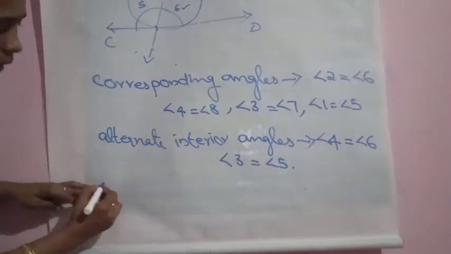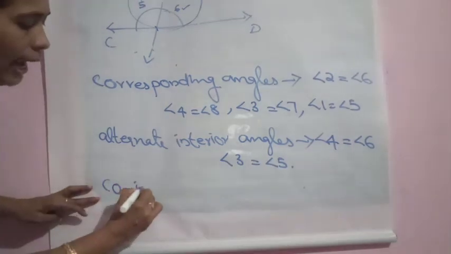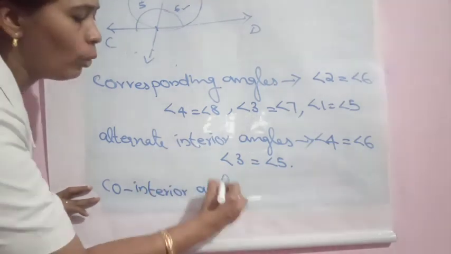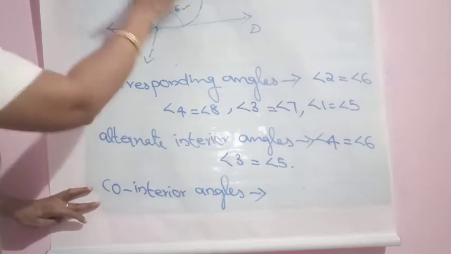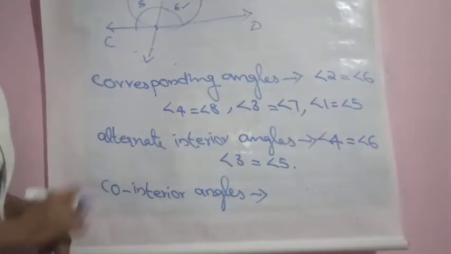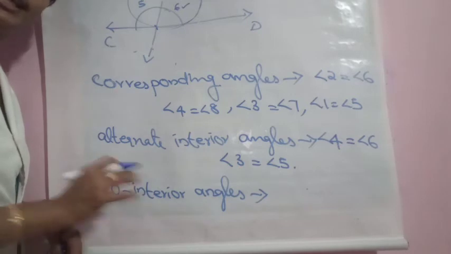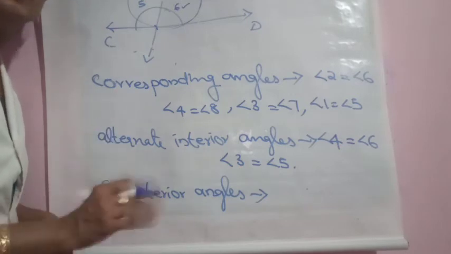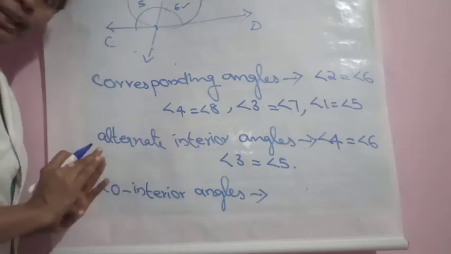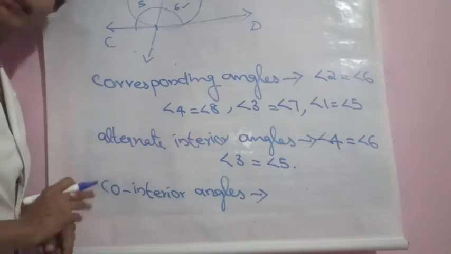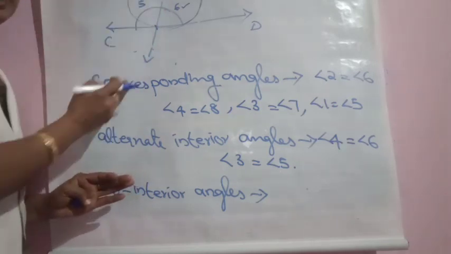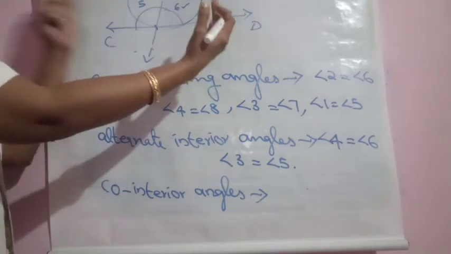Next, last one, co-interior angles. Co-interior angles means interior angles itself. 4 are there. Co-interior, what does it mean? Co-interior, on the same side. Interior angles, but on the same side. On the same side means the same side of the transversal, right hand side, left hand side.